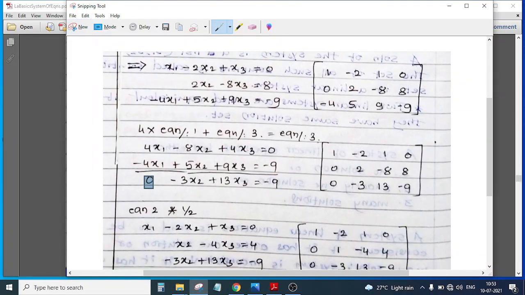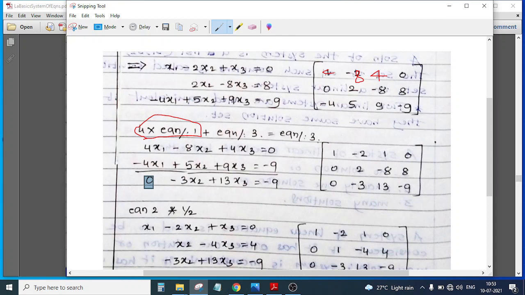Okay. So see here, friends, what I am trying to tell is, I will multiply this equation by 4. That means this 1 turns into 4, this minus 2 turns into minus 8, this 1 turns into 4, and this is 0. What did I do? I have done 4 into equation 1.